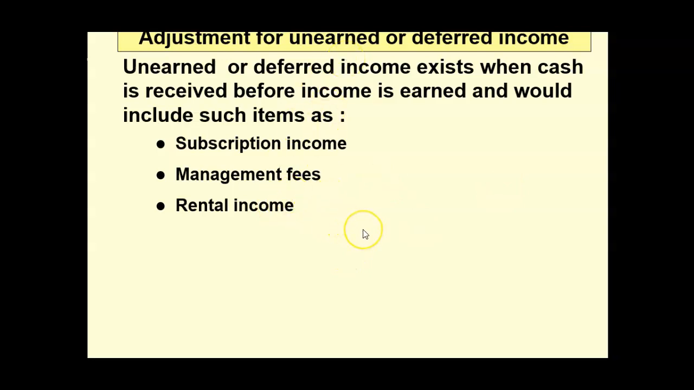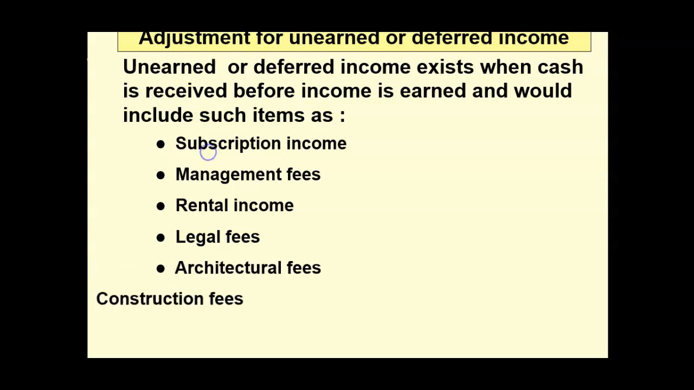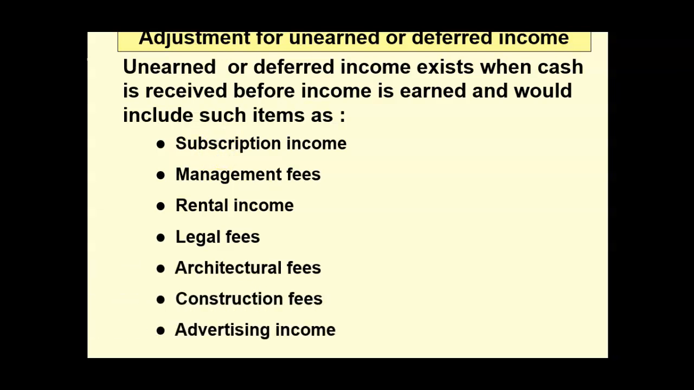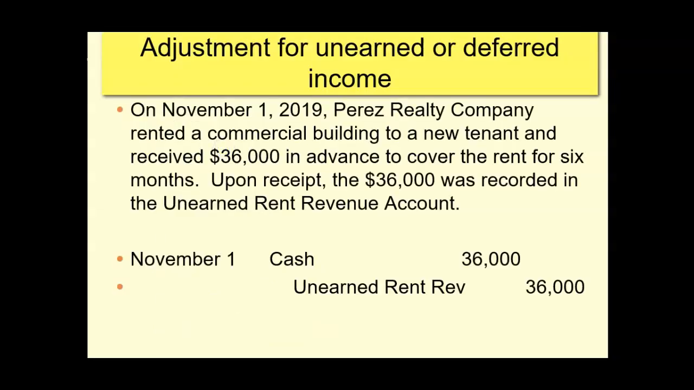Or maybe a tenant pays their rent for 6 months in advance. For the landlord, that is known as unearned or deferred income because the payment was made before the rent was actually earned. Okay? So we'll go through an example of how to account for unearned or deferred income.